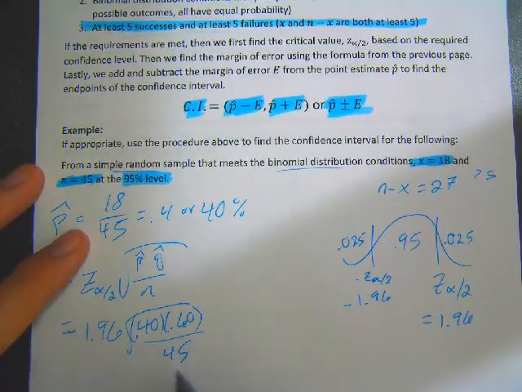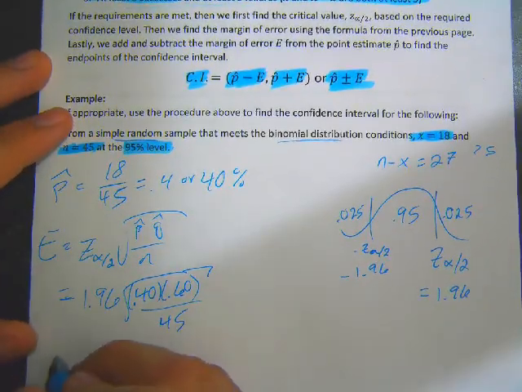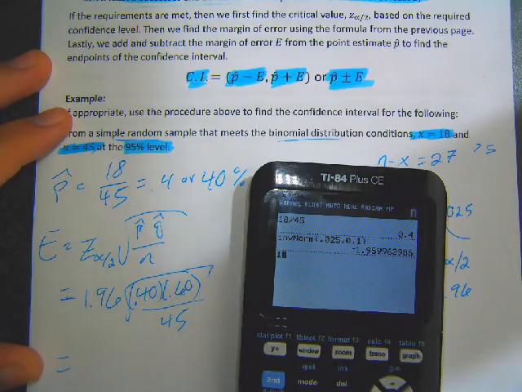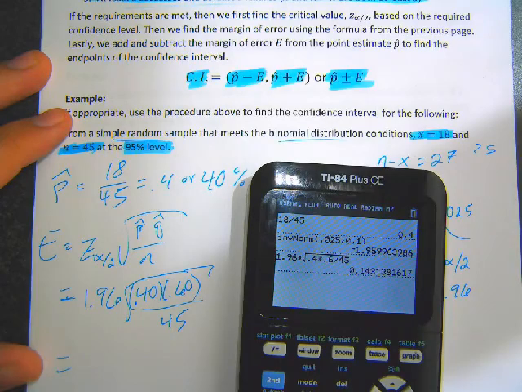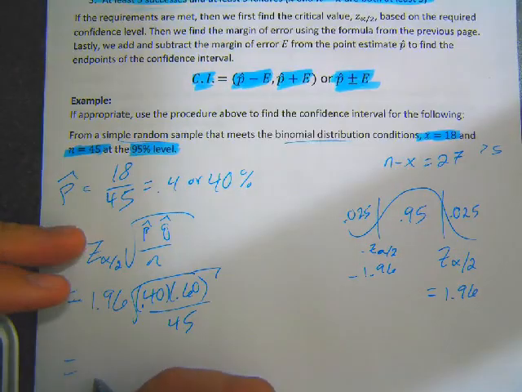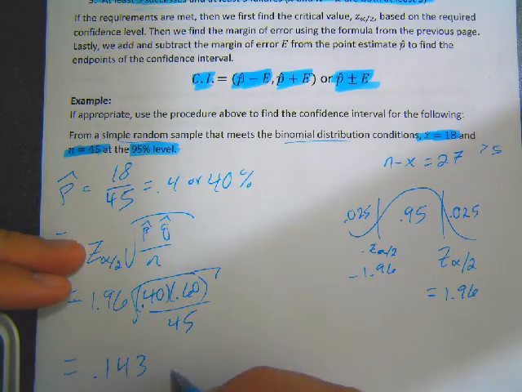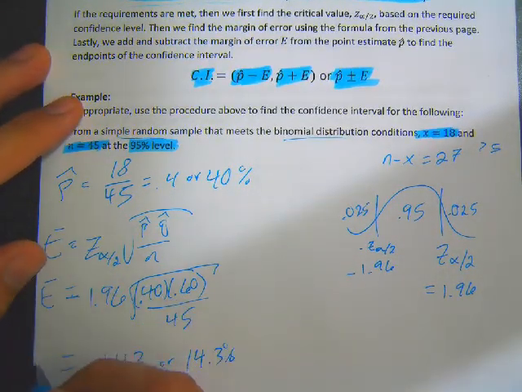Again, we don't have a very big sample, so I'm going to expect kind of a big margin of error again. Because what is it? Let's type it in. 1.96 times the square root of 0.4 times 0.6 divided by 45. And we get 0.14. So not that different, right? It's still pretty close to what we got in the last one. It's 0.143 or 14.3%. That's our margin of error. That's how much error we have.